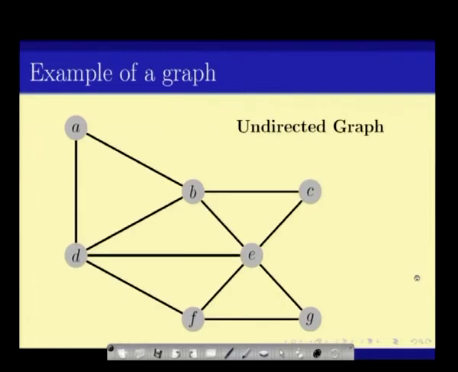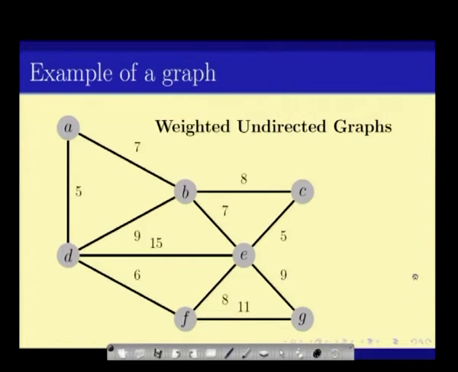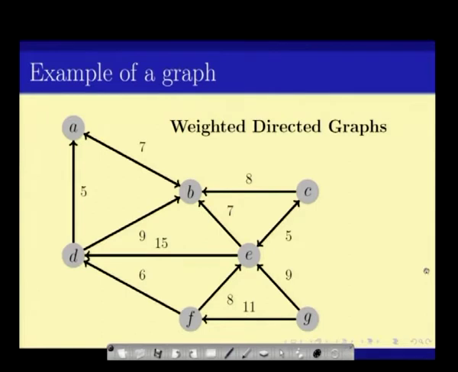So, here is an undirected graph, which does not have any edge weights, and we have these lines which indicate the edges. We can also have weights on the edges, and this we call the weighted undirected graph. We can also have a directed graph in which each edge is represented by an arrow. So, here an arrow from G to E implies that (G, E) is an edge and (E, G) is not an edge.